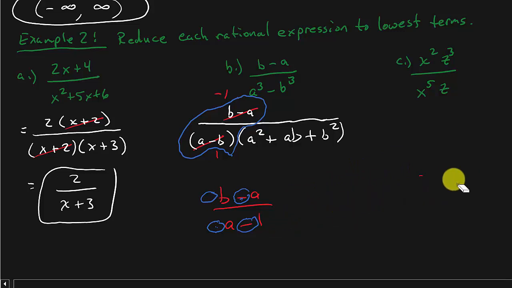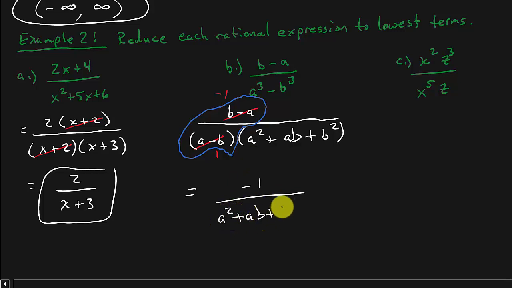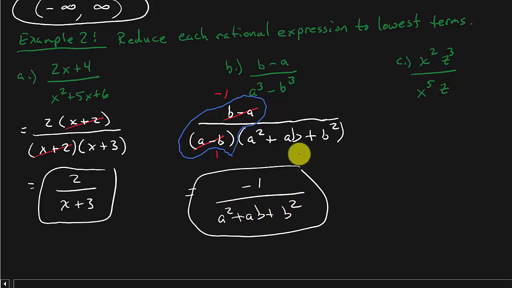Okay? All right. Now that we've canceled this, so this is going to leave us with what? -1 over a squared plus ab plus b squared. And there's your answer. All right. Now let's look at this one.